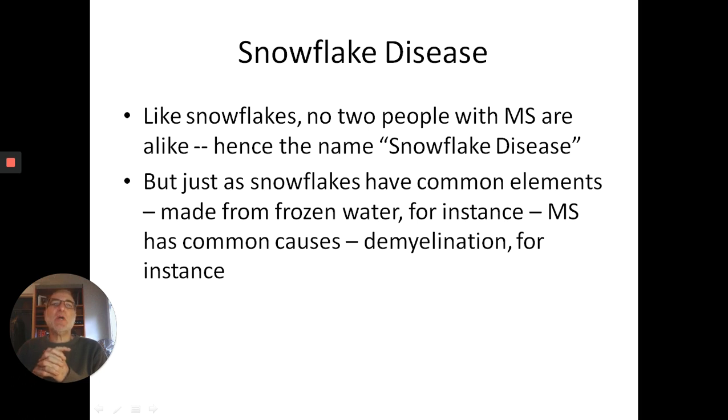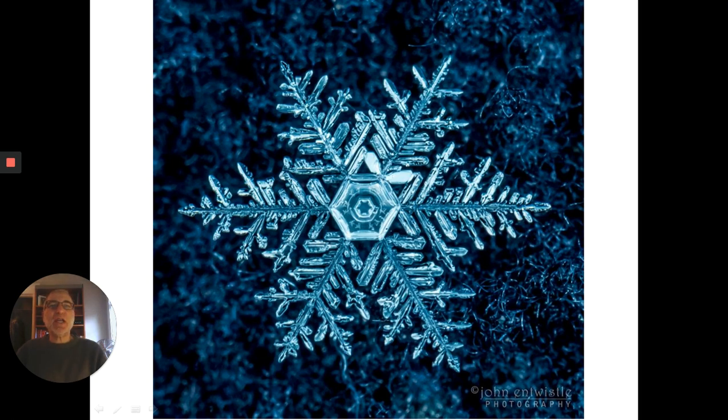MS is known as the Snowflake Disease. Like snowflakes, no two people with MS are alike, hence the name Snowflake Disease. But just as snowflakes have common elements, made from frozen water, for instance, MS has common causes, the demyelination, for instance. So everybody who has MS exhibits their MS differently, just like every snowflake looks different.